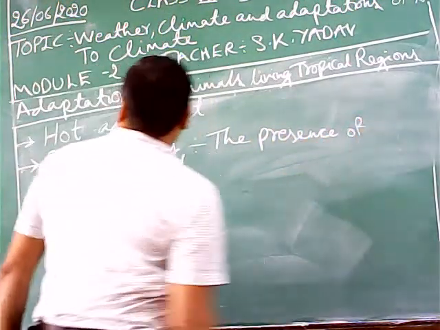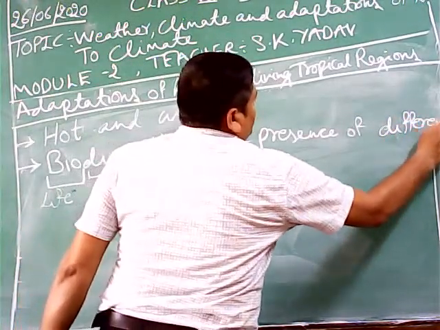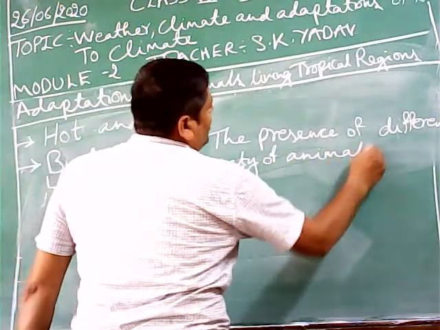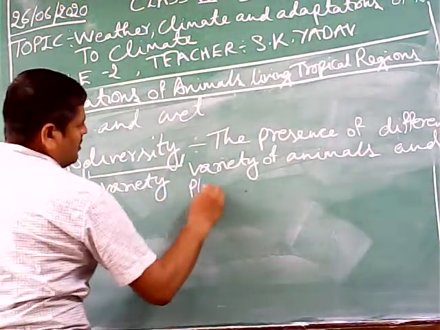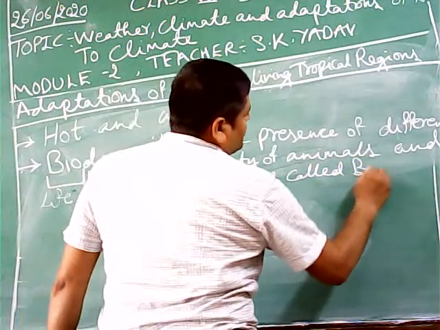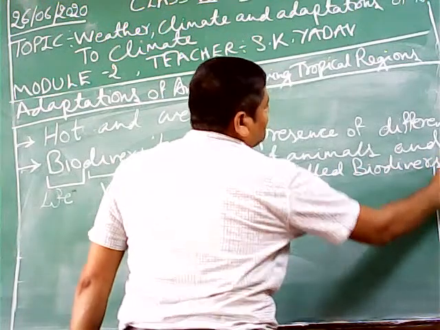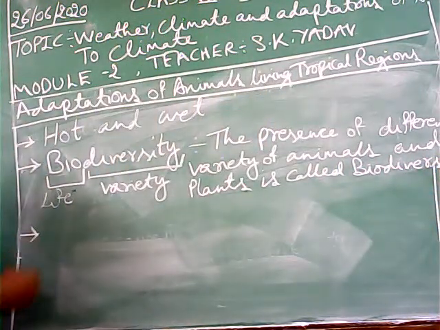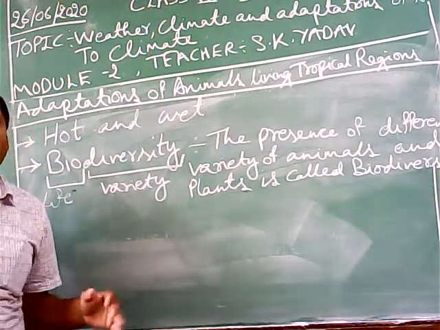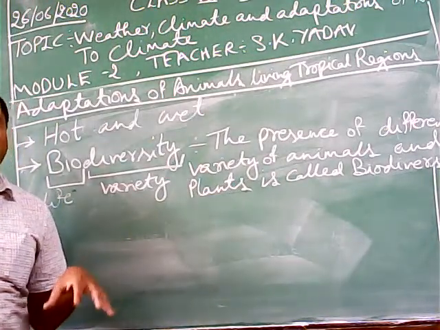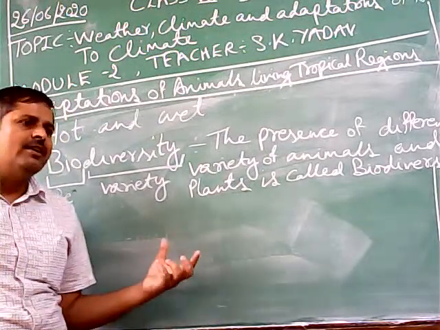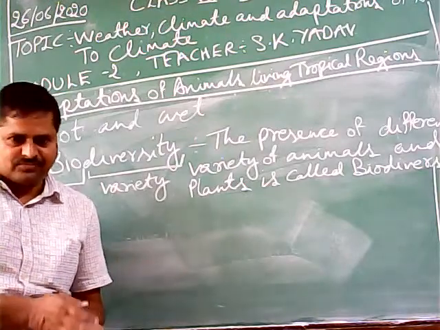The presence of different variety of animals and plants is called biodiversity. Now, what will happen? In tropical rainforest, in tropical regions, there are variety of animals and plants found. So there will be extensive competition among them in order to get resources from that area. So they will be fighting against each other in order to get resources.